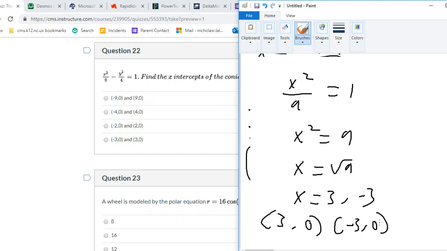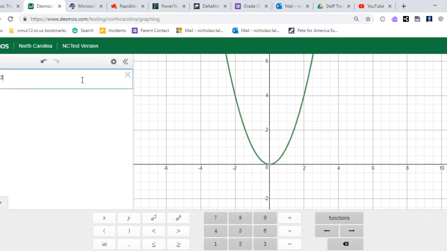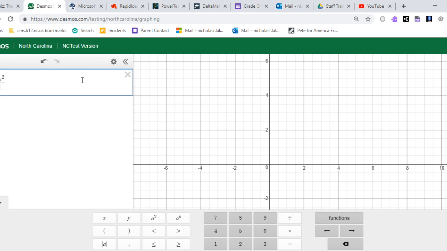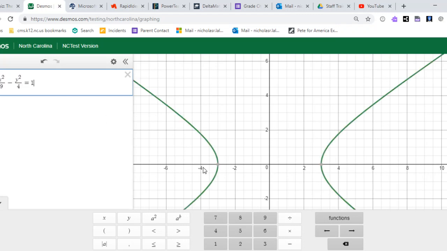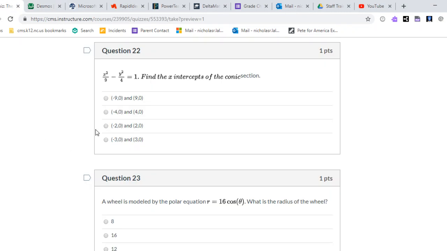But if we don't want to do that math, we can also use Desmos. I can enter x squared over 9 minus y squared over 4 is equal to 1. And these x-intercepts are negative 3, 0 and 3, 0. That's going to be really helpful. Those are the x-intercepts of the equation. Negative 3, 0 and 3, 0. Boom.